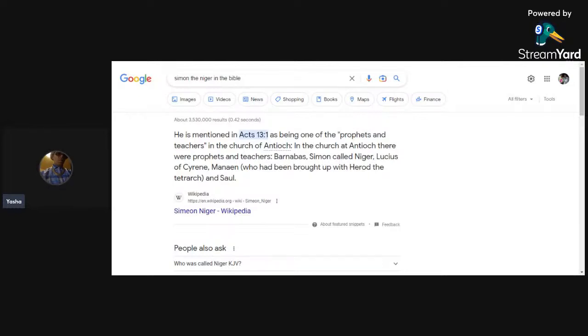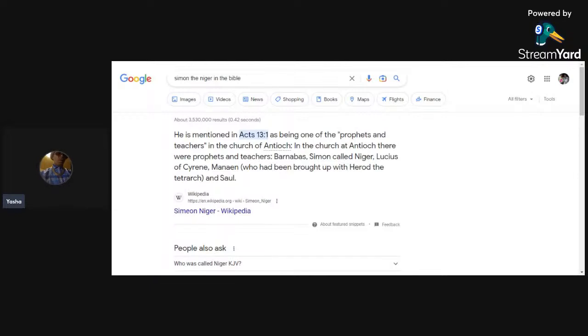And we can look it up and prove these things. The actual pronunciation, according to the Strong Concordance, is Niger. Simon the Niger, right? It said he is mentioned in Acts 13:1 as being one of the prophets and teachers in the church of Antioch. We know that the early Christians were Jews, right? In the church at Antioch, there were prophets and teachers, right? Barnabas, Simon called the Niger, and Lucius of Cyrene.